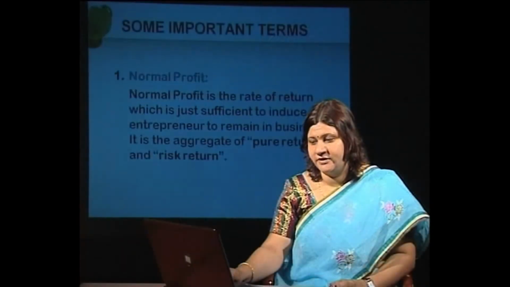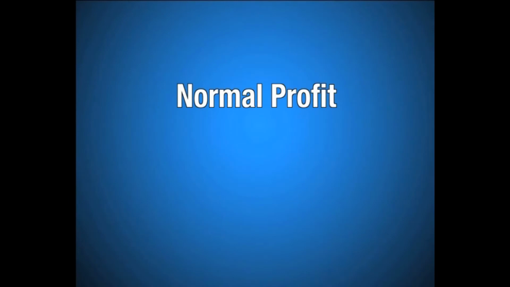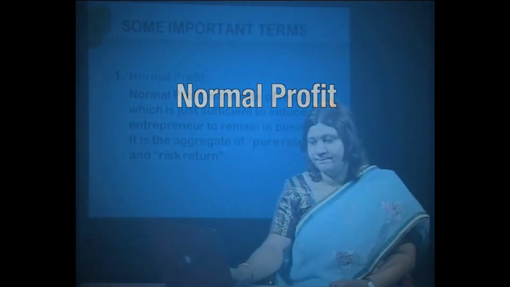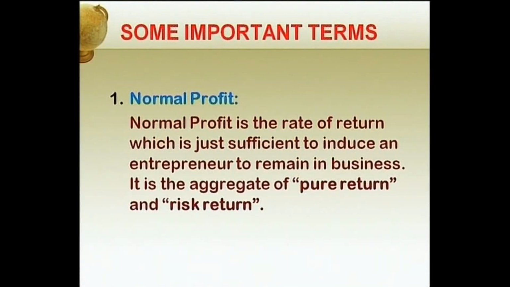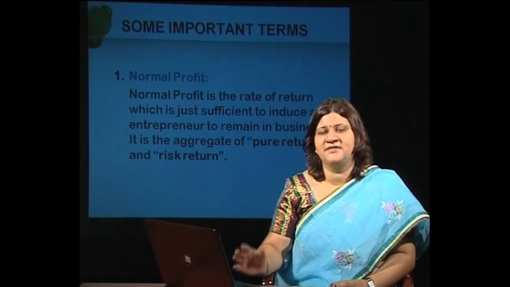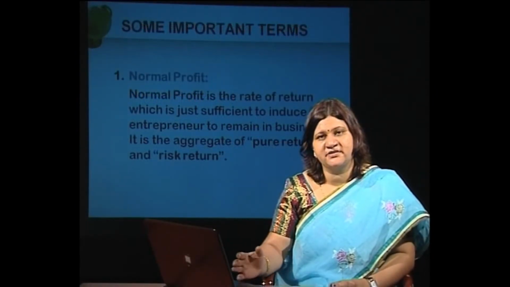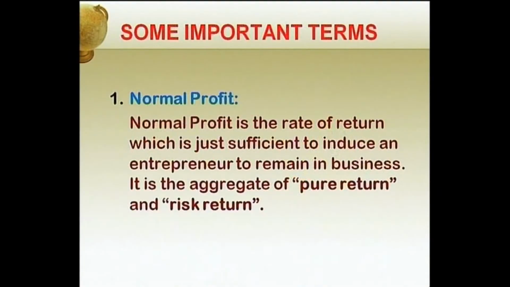So, first of all, a question comes in the minds of the students: what do we mean by normal profit? So, let us understand first what is normal profit. Normal profit is the rate of return which is just sufficient to induce an entrepreneur to remain in business. It is the aggregate of pure return and risk return. Aggregate means that both pure return and risk return form the normal rate of return.